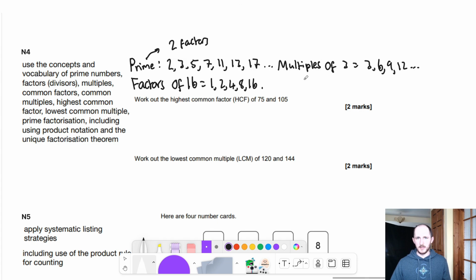Well, a multiple is a number that is essentially part of another number's times table. So the multiples of 3 are just the 3 times table. Multiples of 2 would be the 2 times table. Multiple of 1 is just counting. Multiples of 5 is the 5 times table, and so on. Okay?